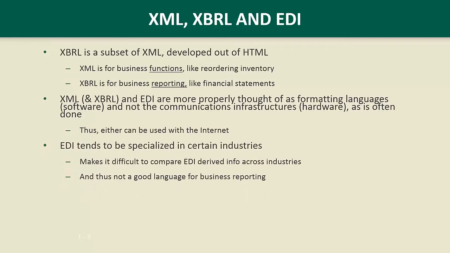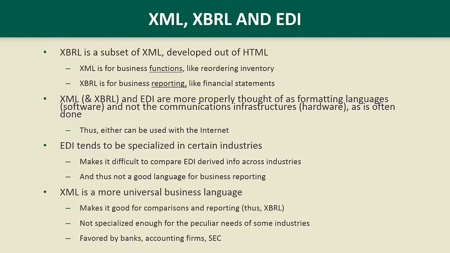So what's the difference? EDI tends to be specialized in certain industries. EDI is older than XML. And as we talked about with the EDI translation we looked at earlier, it has very specific codes for industries so that they will receive exactly what they ordered down to the smallest detail. However, this detailed industry specialized language makes it difficult to compare EDI information across industries. So it's not really a good language for business reporting because it's not universal enough.